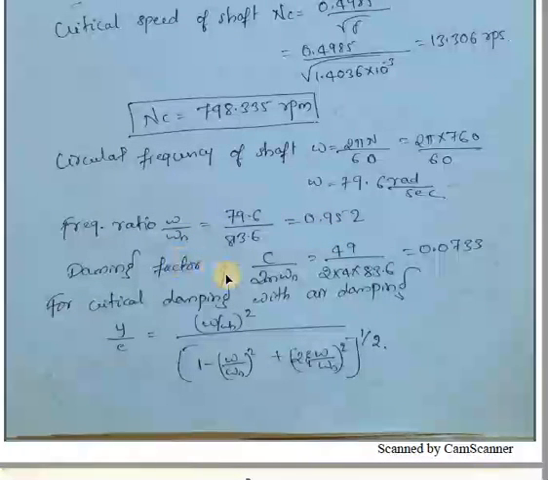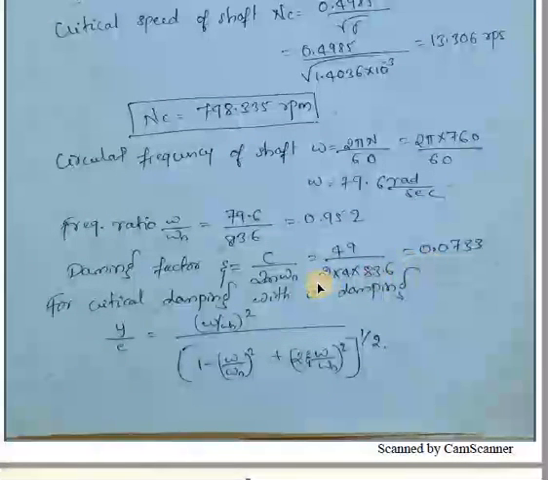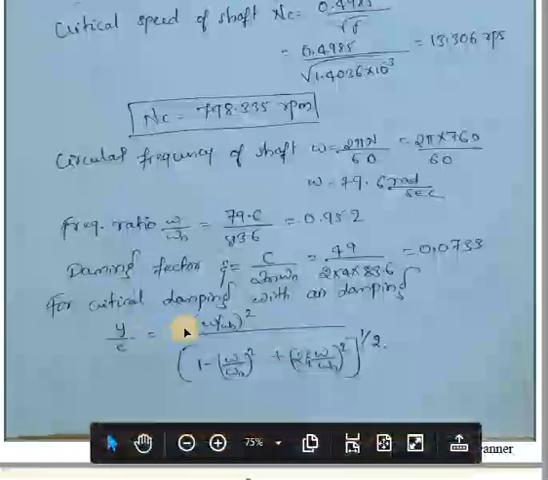So here he has given the damping coefficient, so you cannot ignore zeta here. So the damping factor zeta equal to C by Cc, where Cc is given by 2m into omega n. So C he has given, m is known, omega n you have calculated. Substitute that, you will get zeta as 0.0733.